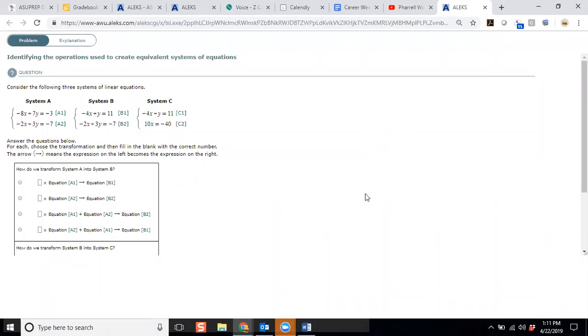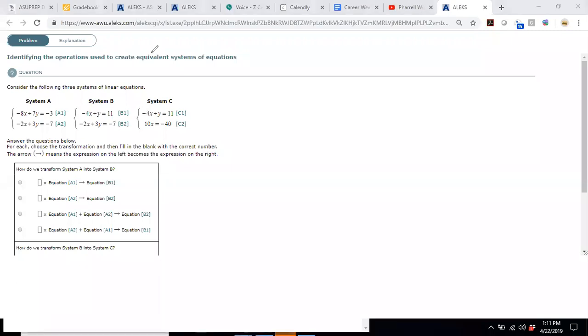So as I look at these types of problems, I first want to compare. It talks about going from system A to system B. And so with that in mind, I want to compare what's included in system A compared to what's included with system B. And I see that A2 is the same thing as B2. But A1 is not the same as B1.